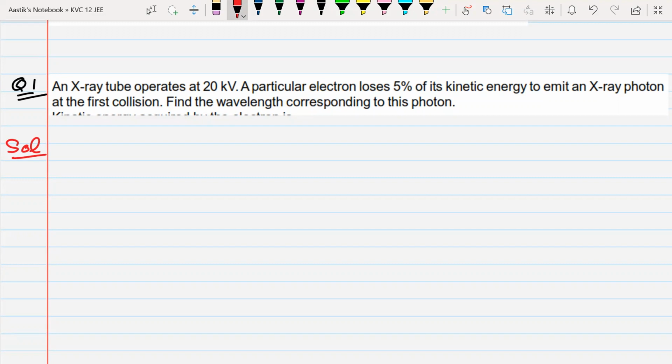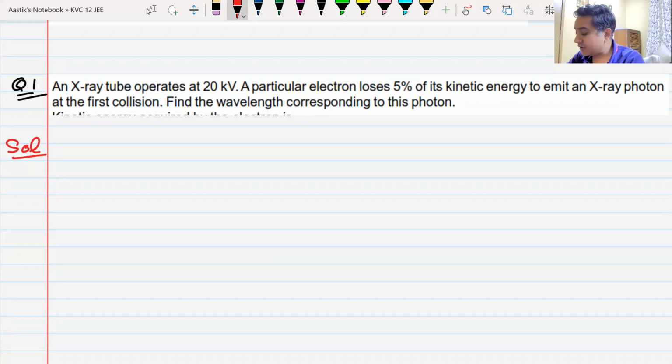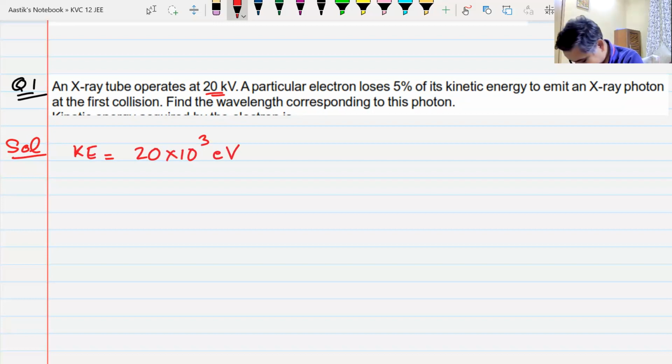No one got the answer. So how you need to get the answer? This is how you should have done it. It operates at 20 kilowatt. So the kinetic energy of the electron will be equal to 20 into 10 raised to the power 3 electron volts. Do we understand this?